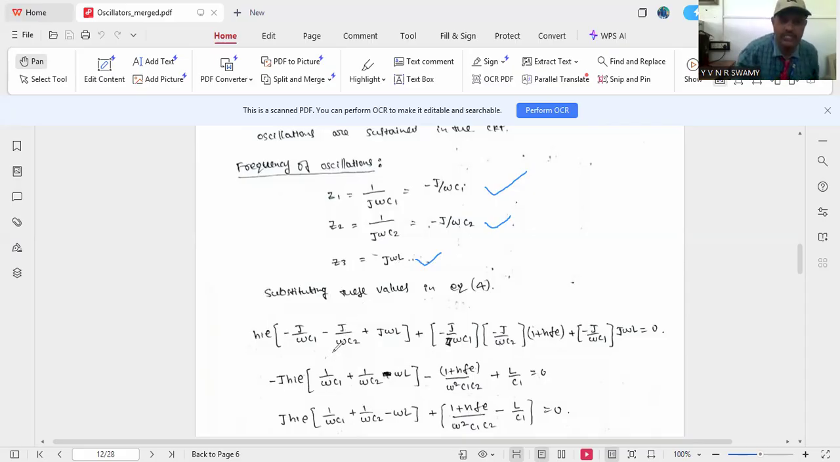That is (Z1 + Z2 + Z3) HIE + Z1 Z2 (1 + HFE) + Z1 Z3 = 0. Here Z1 is minus j / (omega C1), Z2 is minus j / (omega C2), and Z3 is plus j omega L. So substituting: (minus j / (omega C1) minus j / (omega C2) + j omega L) HIE + (minus j / (omega C1))(minus j / (omega C2))(1 + HFE) + (minus j / (omega C1))(j omega L) = 0.